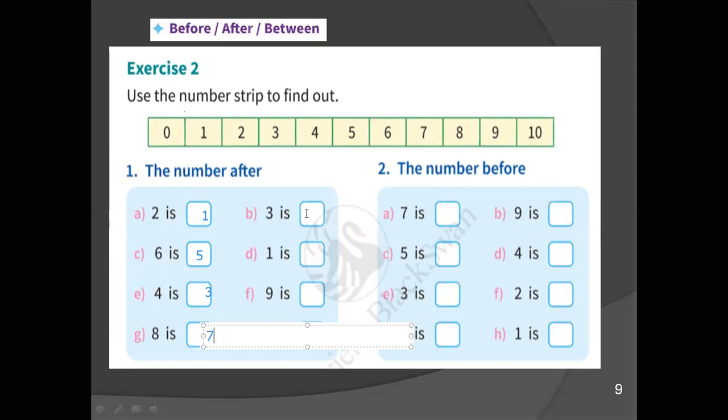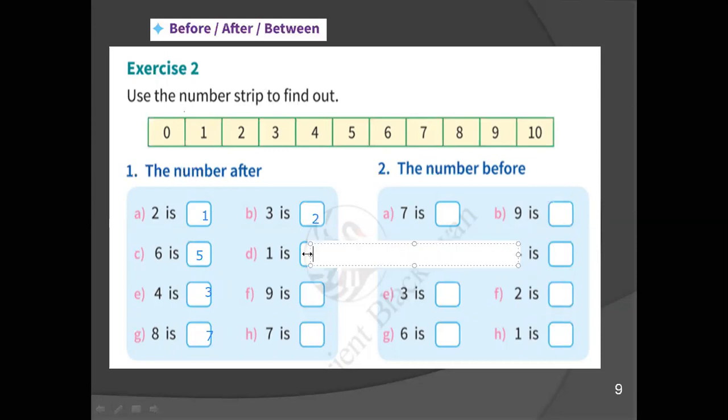Next, 3 is after 2. See? So write here 2. Next, 1 is after 0. So we have to write 0 here.